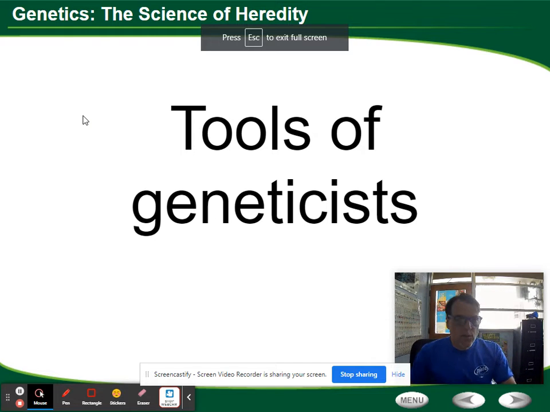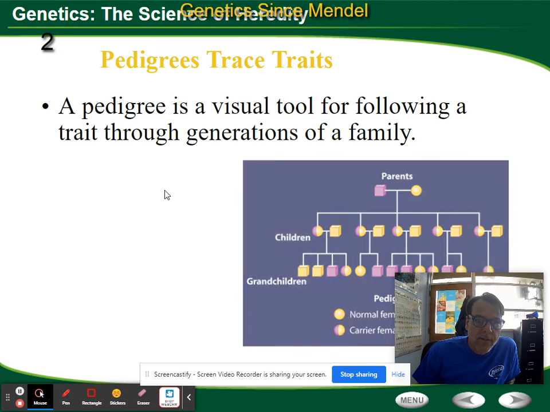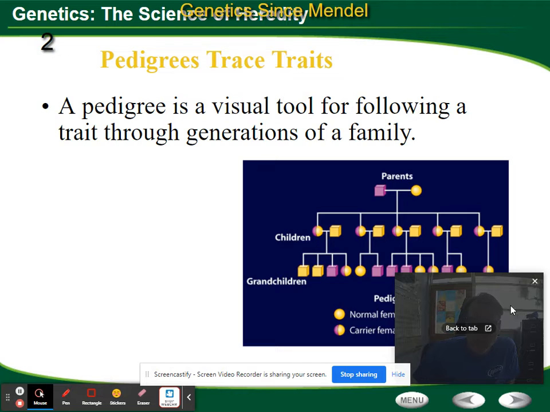Okay, today we're going to talk about the tools of geneticists. So yesterday we talked about genetic disorders, and so these are the tools that are used to help out with genetic disorders and other types of genetics technology. So the first thing I want to talk about is pedigree charts.